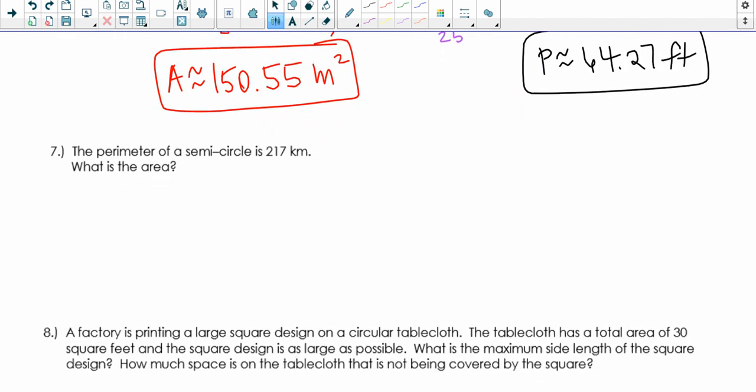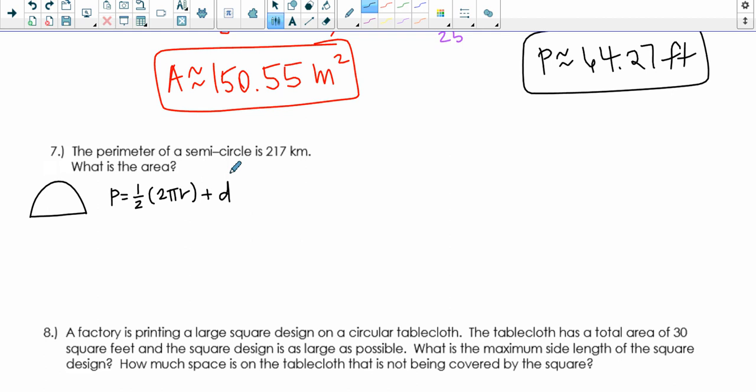Okay. All right. For number 7, it's similar. It says the perimeter of a semicircle is 217. What is the area? Okay, so now we have to work backwards, exactly what we just talked about. Your perimeter is made up of 1/2 the circumference, which is 2 pi r, plus the diameter. Well, if I want the area, that means I need to know what the radius is.